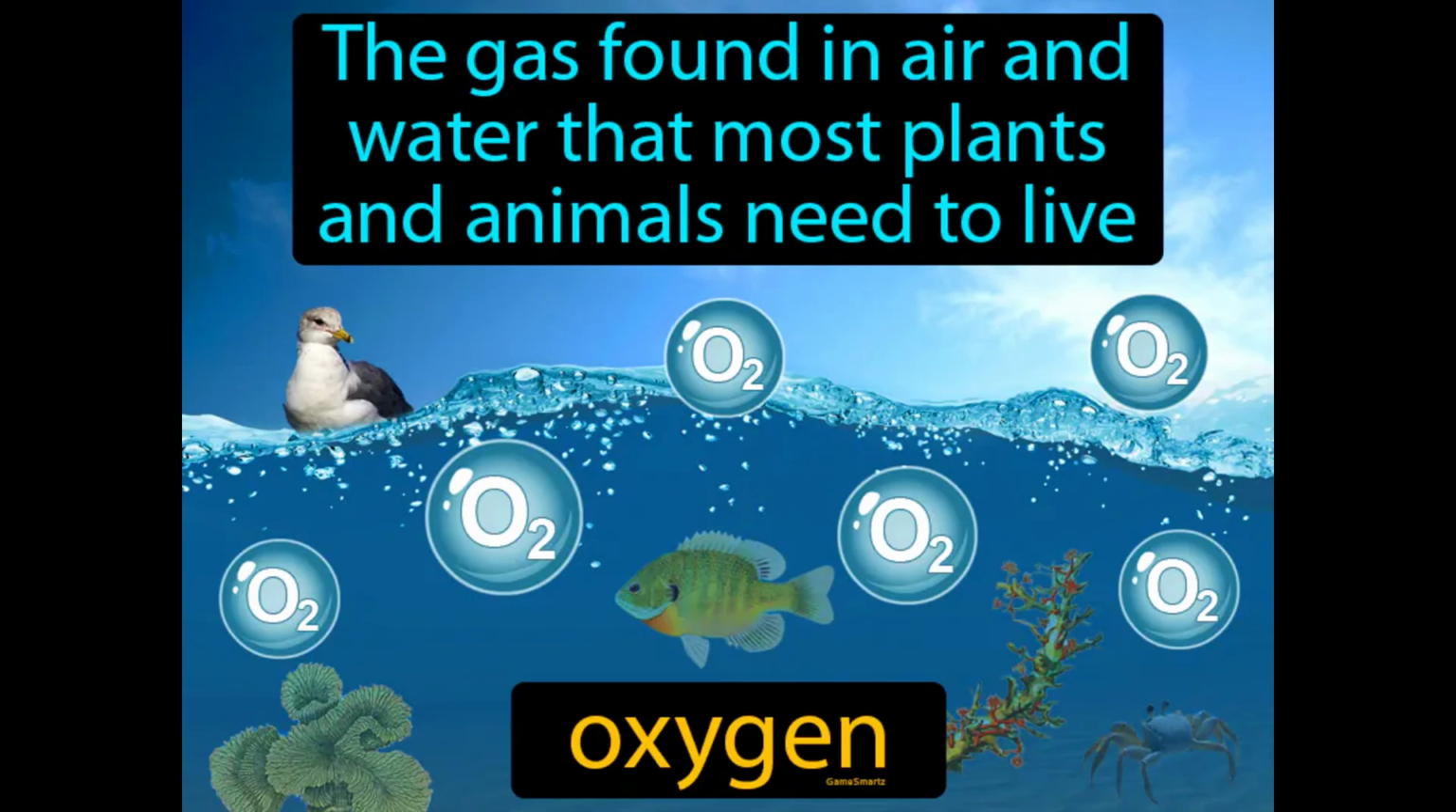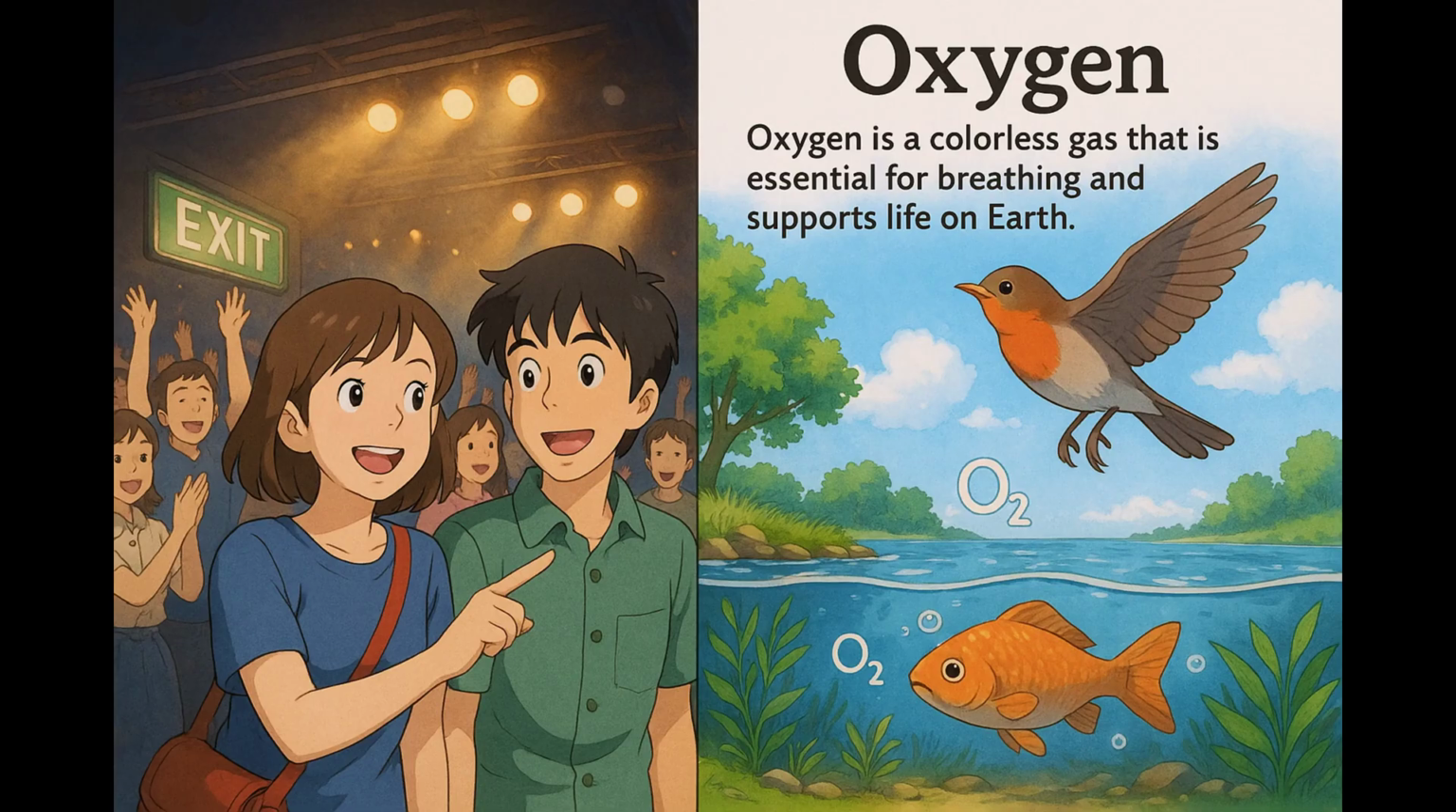The gas found in air and water that most plants and animals need to live. Oxygen. Oxygen is a colorless gas that is essential for breathing and supports life on Earth. Imagine you're at a crowded concert and you need to find your way to the exit when the show is over. Just as finding the exit is essential for smoothly leaving the venue, oxygen is essential for plants and animals to sustain life.